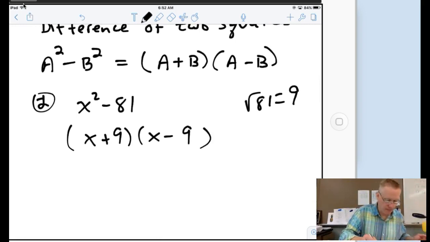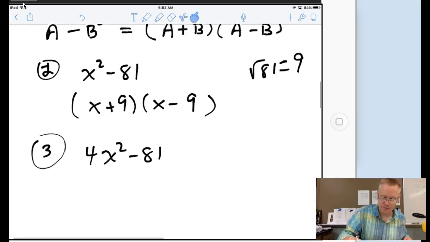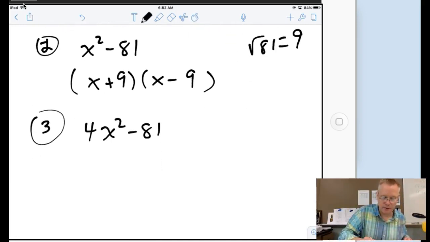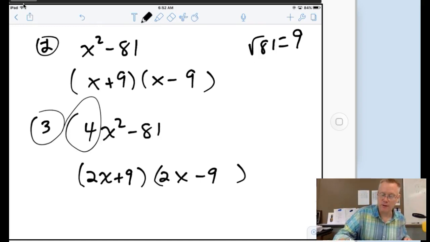It's really that easy. If I had this one, 4x squared minus 81, this one's almost the same. The only difference is I put a 4 in front of the x squared, which means when I go in here, I'm going to go x. It's the same kind of thing, x plus 9 and x minus 9. The difference is the square root of 4 is 2. So I'm going to put a 2 in front of both x's.